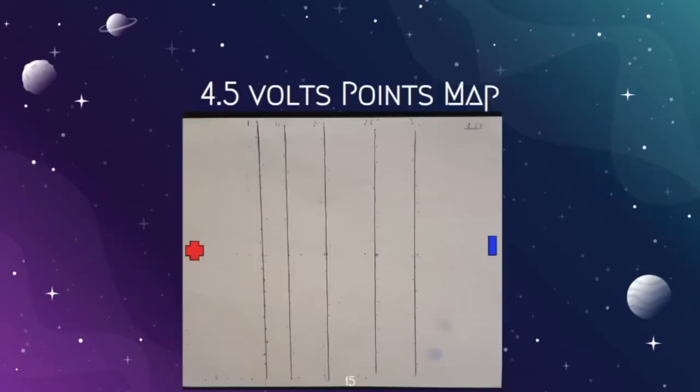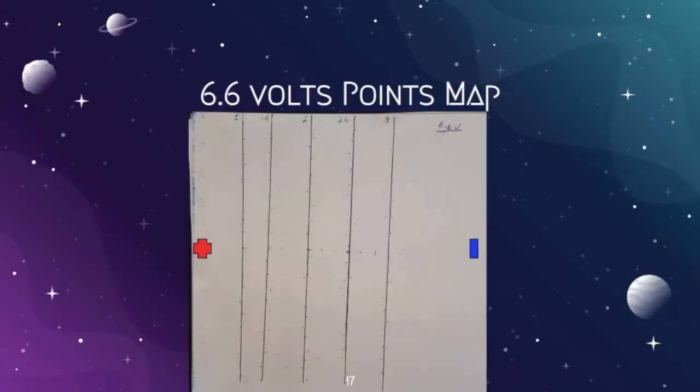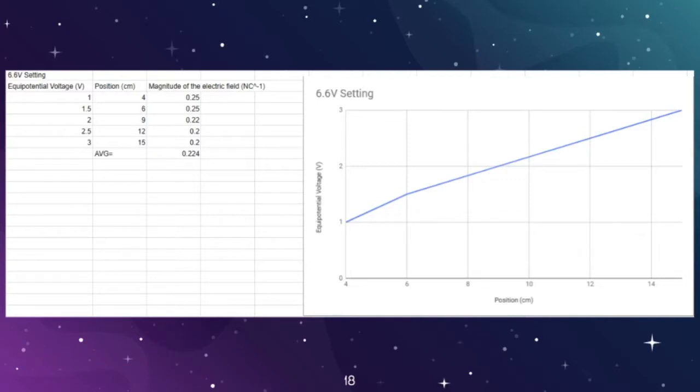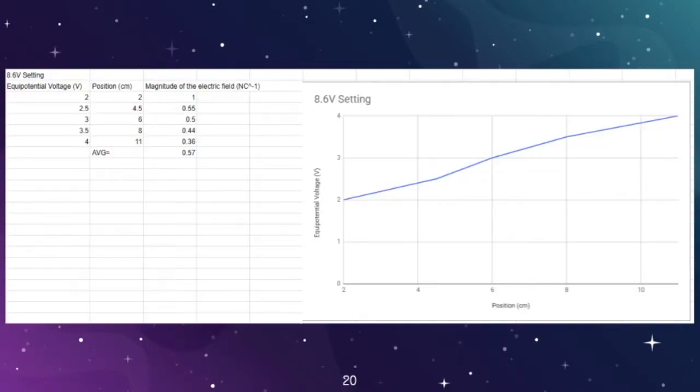The same is true for 4.5 volts. Graph is again linear. 6.6 volts, the space between the lines is fairly equal, so we should expect a linear graph. This is 8.6 volts. It's the same case, a fairly linear graph.